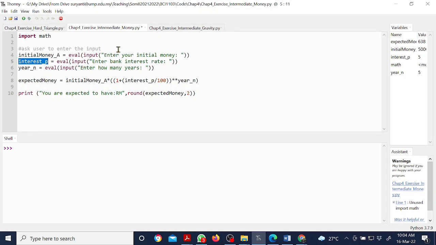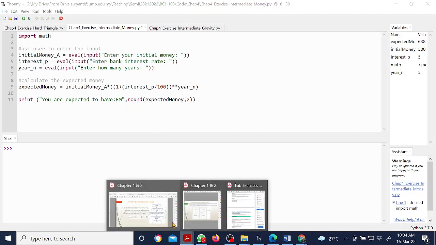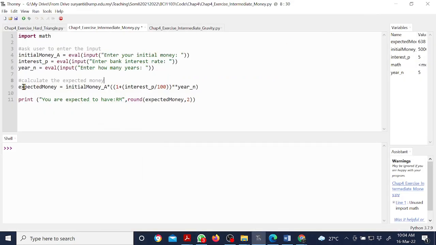So the user needs to enter these three inputs, and after that I will calculate the expected money using this formula. Expected money equals initial money times 1 plus interest rate over 100, to the power of N, the power of years. In my coding, expected money equals initial_money_A times 1 plus interest_P over 100.